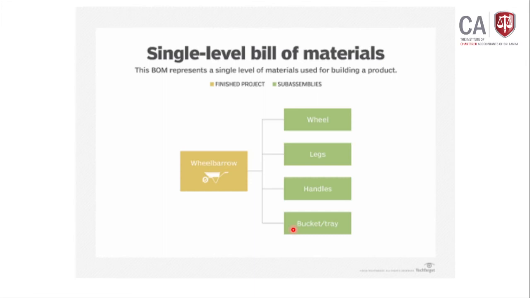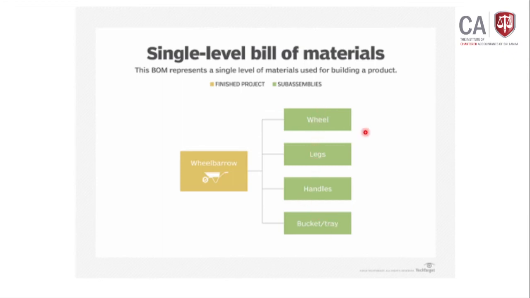In this example, that will be clear to you, the single level bill of materials, right? This is the finished good product in this color, and in green color other sub materials are there. Let's say you are going to develop a wheelbarrow. So what do you need? You need wheels, legs, handles, and a bucket. So these are the requirements, right?